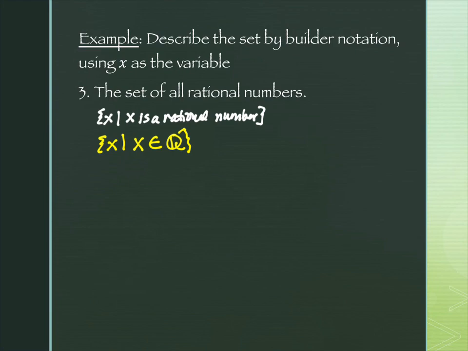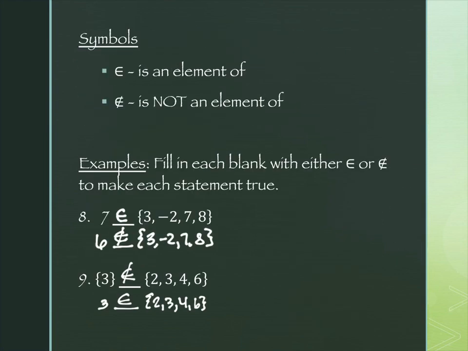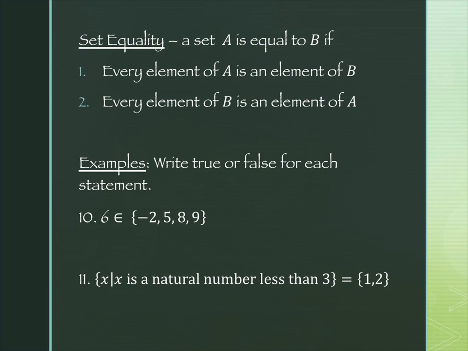Okay, we have one more thing on our docket for today, and that is set equality. We're going to encounter two different definitions of set equality. One of them is in this section, and one of them is in another section in chapter 2. This section talks about it in this way. A set A is equal to another set B if, number 1, every element of A is an element of B, and number 2, every element of B is an element of A.